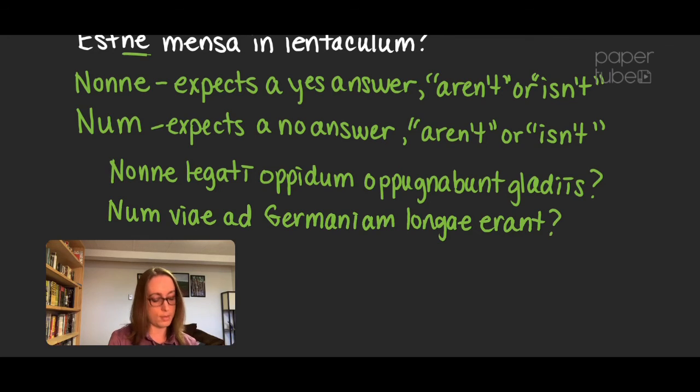this is a question about taking a little trip to Germany. And it's asking, num viae ad Germaniam longae erant? The roads to Germany weren't long, were they? So that's how you would translate nonne and num in a question. And again, num would be translated as, here, the roads weren't, because of erant, it's past tense, the roads weren't long to Germany, were they?